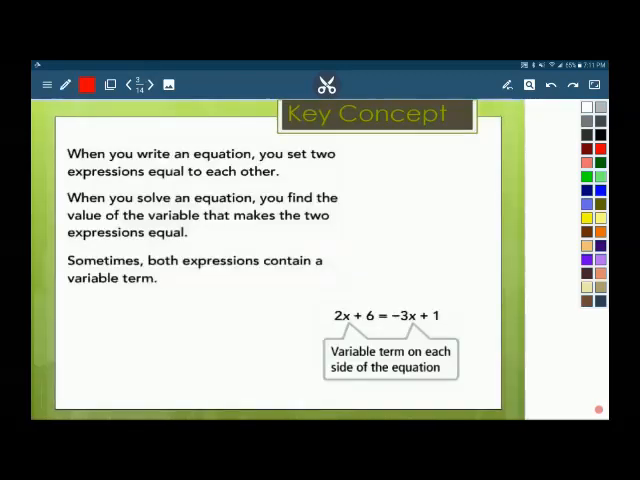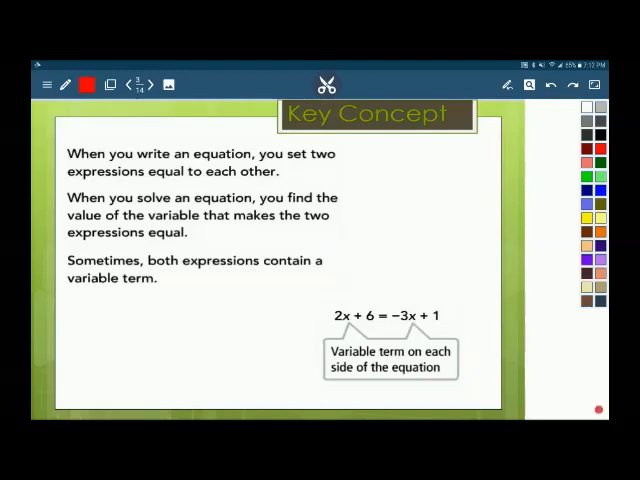So our key idea here, I have a little snippet here that says when you write an equation, you set two expressions equal to each other. So what that means is this side of the equation is an expression, and so is this side of the equation. Okay, alone, if you were to just write 2x plus 6 and then negative 3x plus 1, I just wrote two expressions. But once you set them equal to each other, it becomes an equation. When you solve an equation, you find the value of the variable that makes the two expressions equal. Sometimes both expressions contain a variable in those terms.